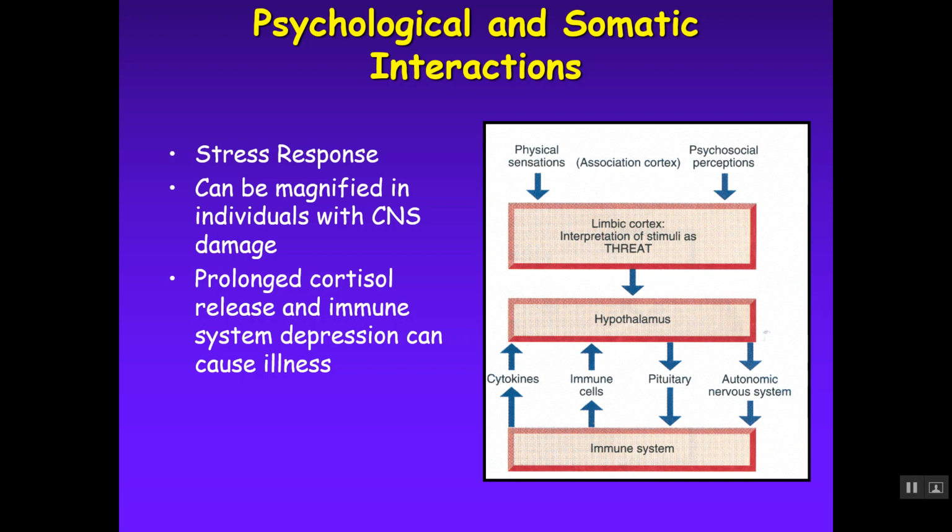With long-term stress, you get prolonged cortisol release, which can eventually lead to immune suppression and depression of the immune system, which can cause illness. This is just showing you the interaction between the limbic cortex, your hypothalamus, and some of the hormonal and autonomic system influences over the immune system. So yeah, embrace it. Embrace the mind-body stuff with your patients.